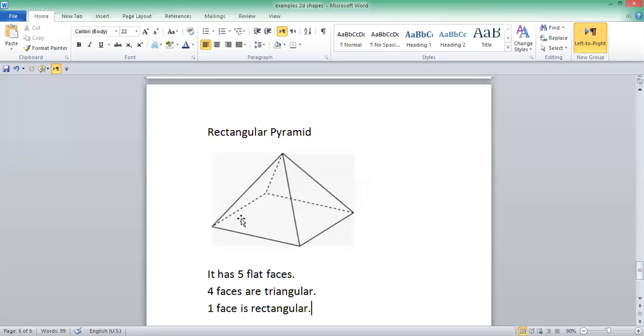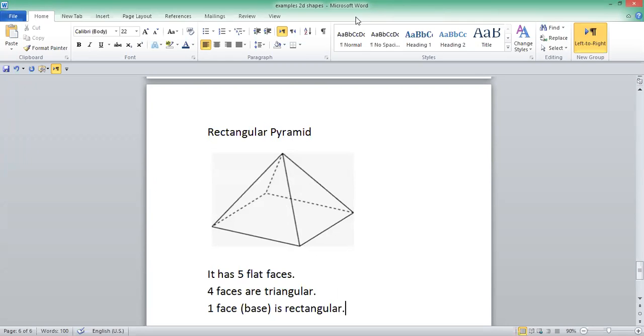You can see here, this is the base. The base of it, even I can write its base. Base of it is rectangular. So this base is rectangular shape. So there are 5 flat faces in a rectangular pyramid. 1, 2, 3, 4, 5, and 4 faces are triangular, 1 face is rectangular.